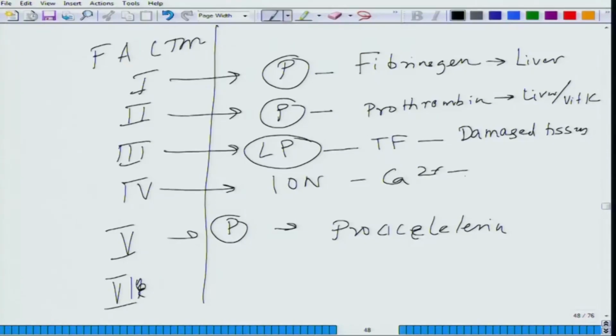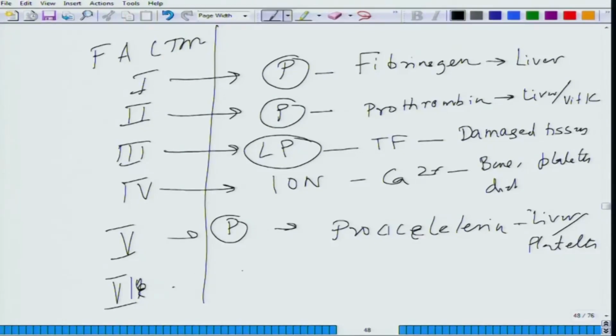Then your calcium is being produced by the bone and the platelets, and of course, you get it from the diet. Then you have prothrombin produced by liver and platelets, produced by both. Then you have factor 5, then factor 6.